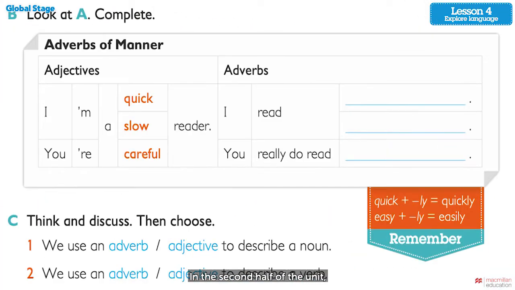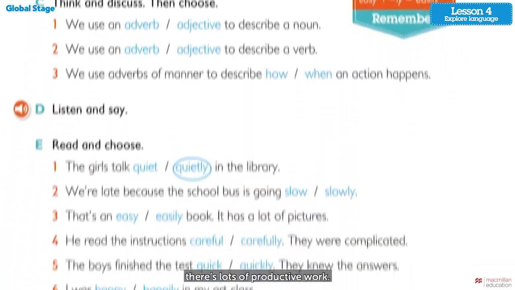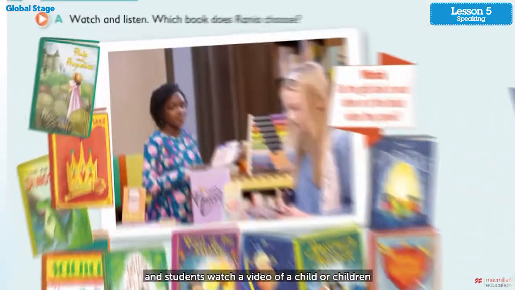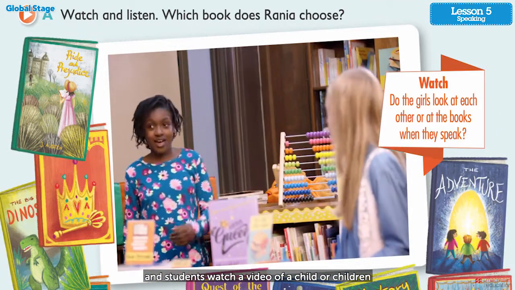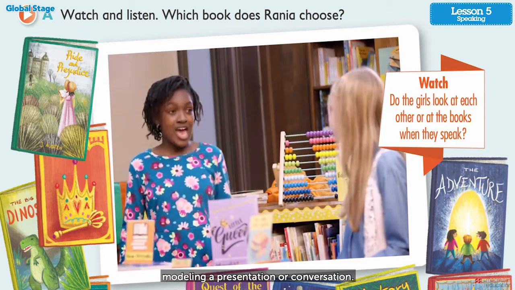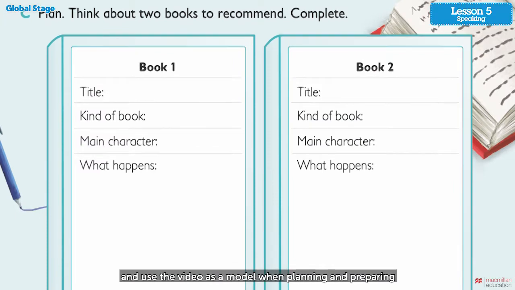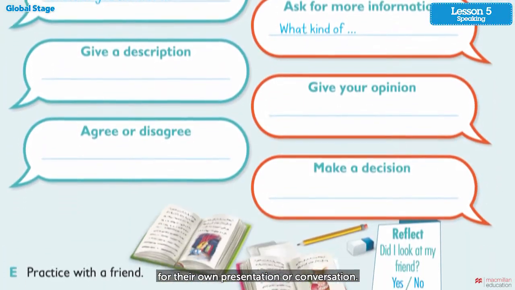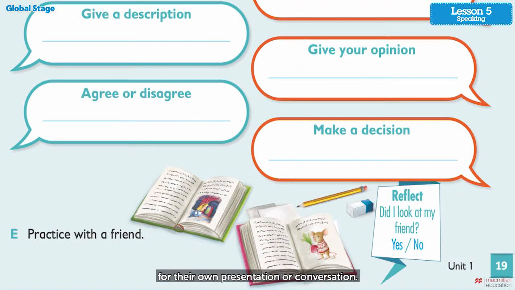In the second half of the unit, there's lots of productive work. In Lesson 5, there's speaking and pronunciation practice, and students watch a video of a child or children modeling a presentation or conversation. The students analyze the language and use the video as a model when planning and preparing for their own presentation or conversation.